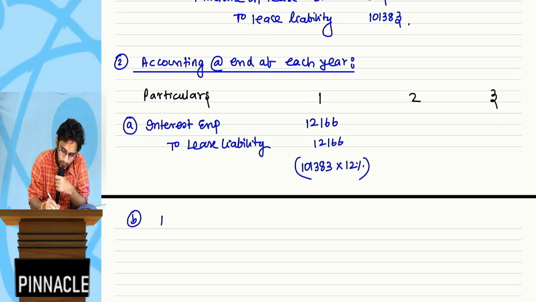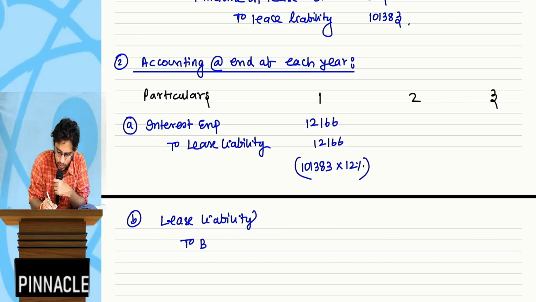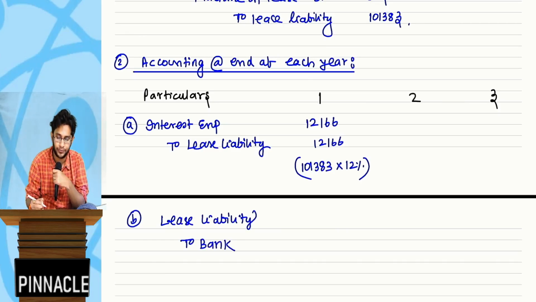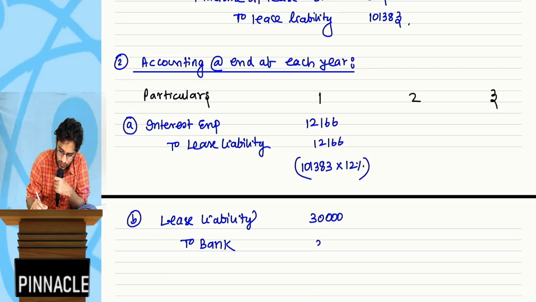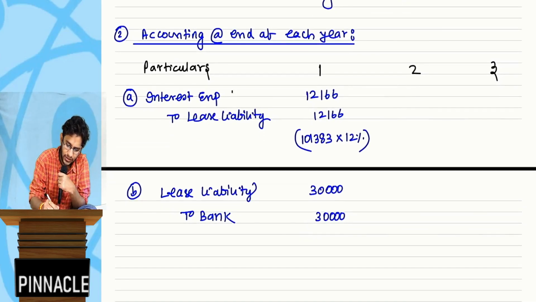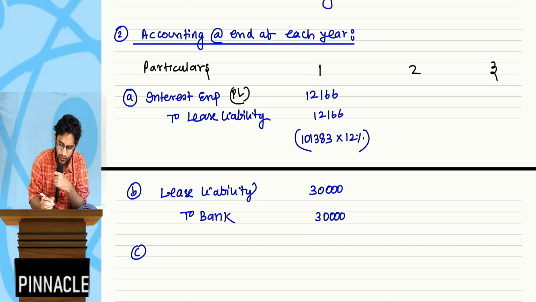Next, pay the lease rent. Lease liability account debit to bank. How much is your first year installment, sir? 30,000. Pay. Transfer entries you need not write and show, sir. Just P&L and brackets if you indicate, that should be enough. If you transfer also, it's okay.